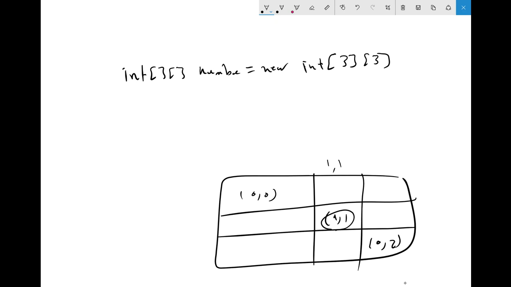So if you want to access this one, you say numbers, because I have it here, numbers for a row number 1, column number 1, add 5. That means, hey, I'm adding 5 in this place.